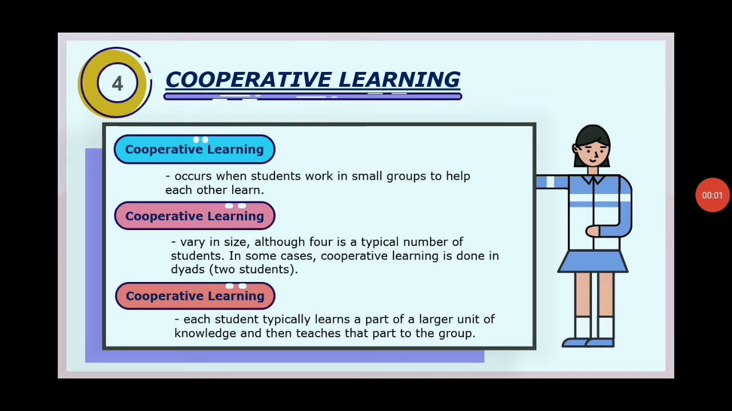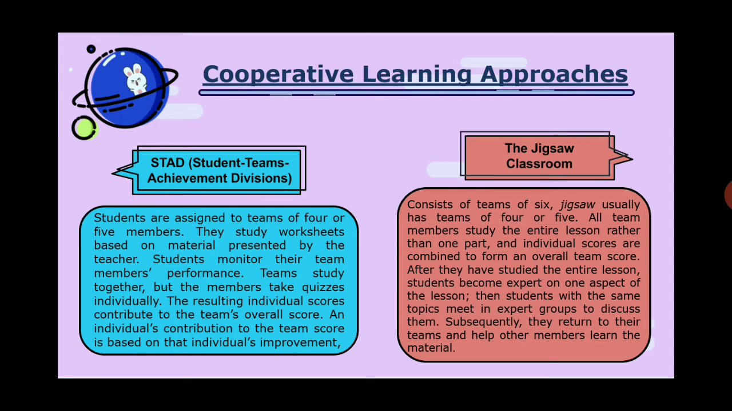The last of the four social constructivist approaches is cooperative learning. Here, students work in small groups to help each other in learning. The typical number of students who participate in this is 4. Some tend to do it by 2, or by pair. The cooperative learning approaches. First, we have the STAD, or the Student Teams Achievement Divisions.